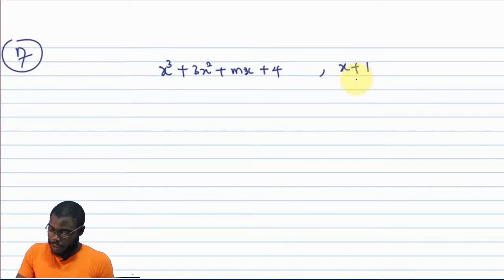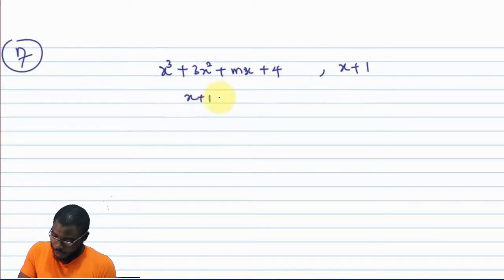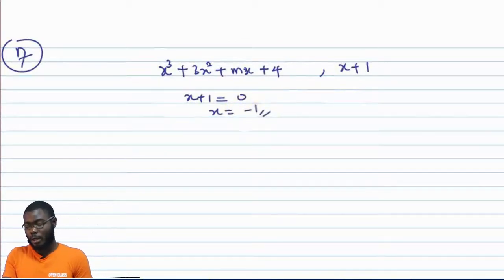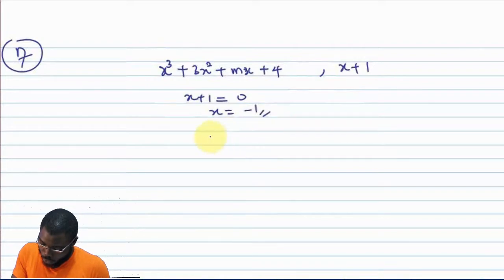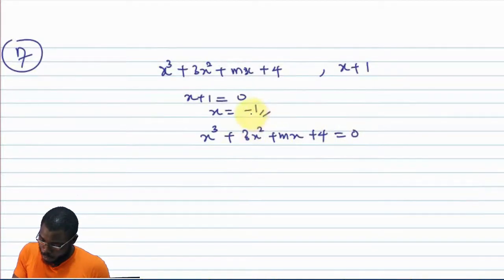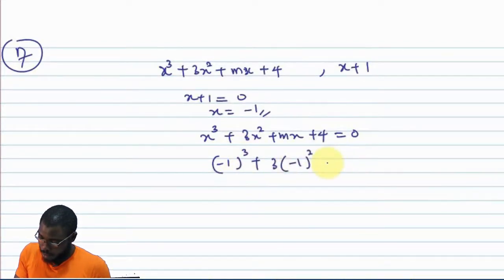What it means is, if x plus 1 is a factor of this equation, then x plus 1 equals 0. It means that x equals minus 1. Okay, so that's the first pathway. These are actually under polynomial. Now we'll substitute x equals minus 1 into this equation, because it has a factor, so x cubed plus 3x squared plus mx plus 4 equals 0. So you have minus 1 to the power of 3 plus 3 into minus 1 squared plus m times minus 1 plus 4 equals 0.